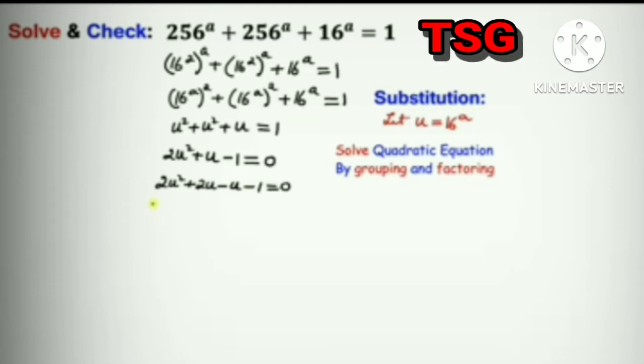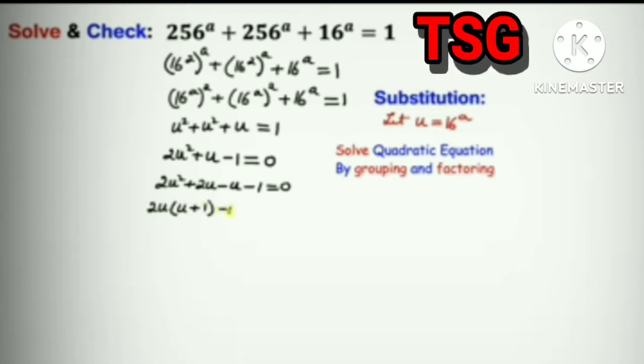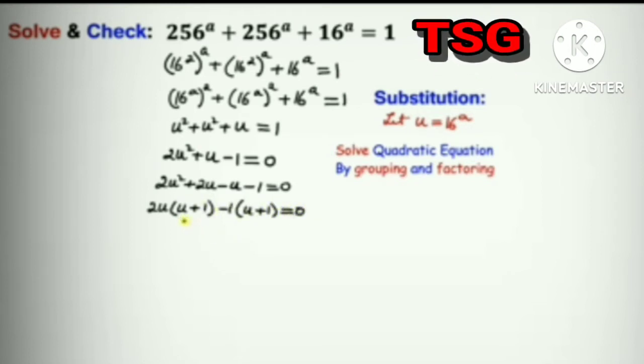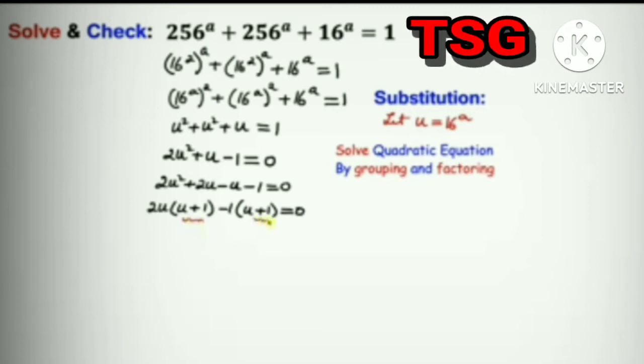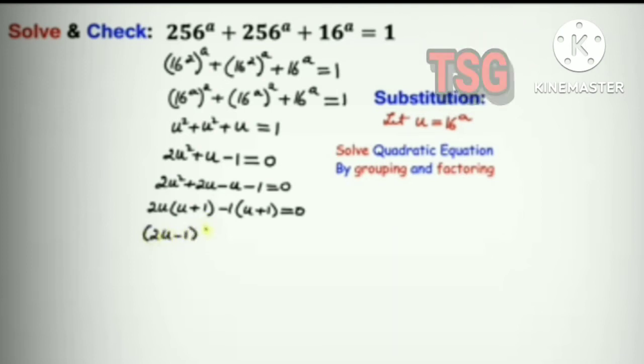So let's go ahead and factor out 2u from here. So we ended up with u plus 1. Here we're going to factor out negative 1. We got u plus 1 equals 0. And now we can see that u plus 1 and u plus 1 is in common. So therefore we can factor out. So we can say (2u minus 1) times (u plus 1) equals 0.